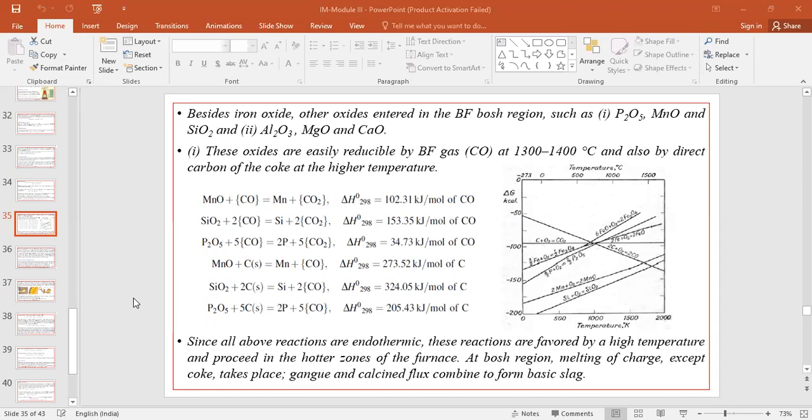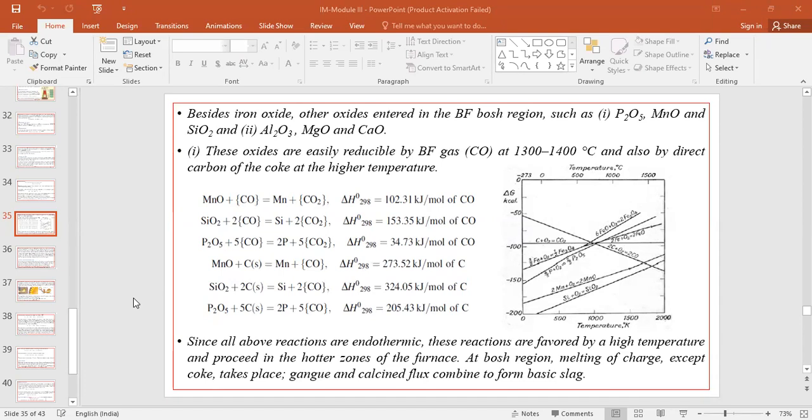Similarly, we have also seen the reduction of sulfur. Sulfur is basically present in the form of CaS or FeS in the blast furnace. This CaS reacts with the silicon monoxide and forms SiS plus CO. And this SiS again is a gas. When it travels upwards, it gets dissociated into silicon plus sulfur. So this is how the silicon and the sulfur both join the metal phase inside the blast furnace.